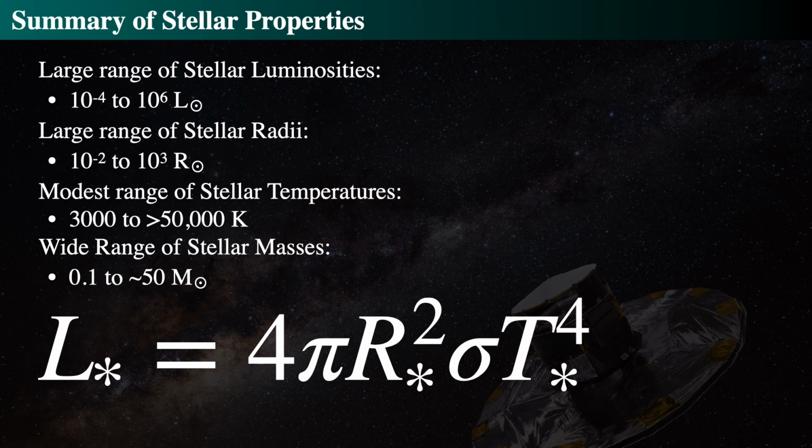And the mass range is also not that big. It's kind of wide, but not as big as you might think. So it ranges from about 1/10 of a mass of the Sun to about 50 times the mass of the Sun. There are some much more massive stars, but they're exceedingly rare. And that all arises from this equation: the luminosity of a star is proportional to the radius of the star squared and the temperature of the star to the 4th power.